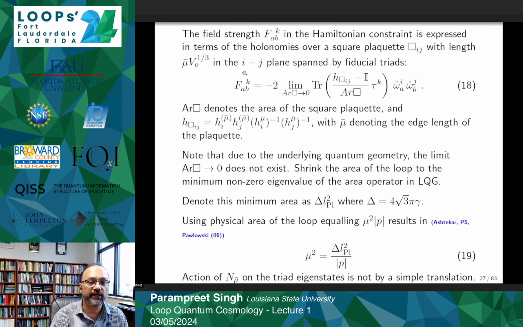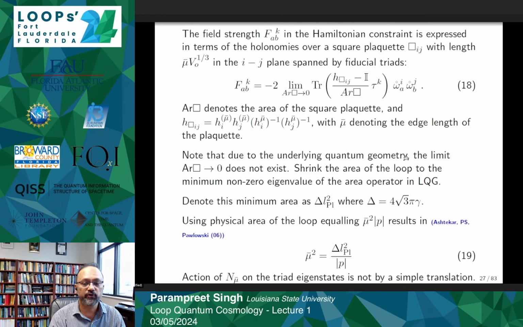And in the Hamiltonian constraint, one of the main objects, as you would have heard about in Christina's lectures, is this F_ab, which is the field strength of the Ashtekar connection, the field strength of the holonomies of the Ashtekar connection, which is given by this expression up here, in which the denominator, the area of the square plaquette, and this h square box is the particular structure of the holonomy operators, with this mu bar now, which denotes the edge length of this plaquette.